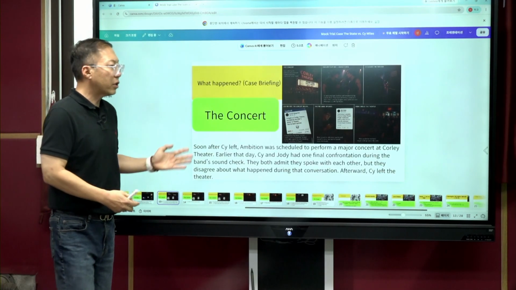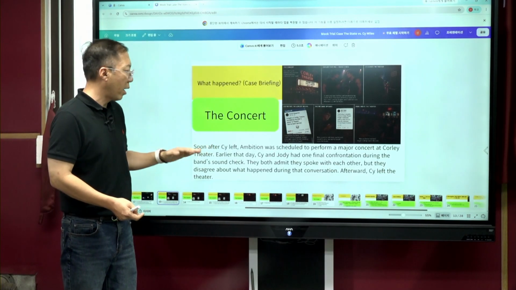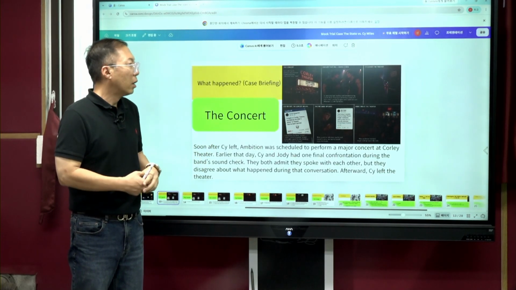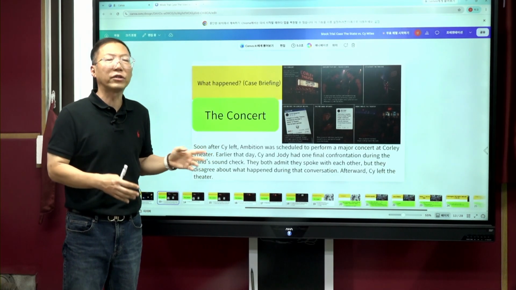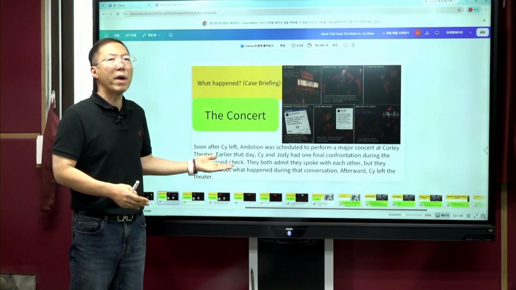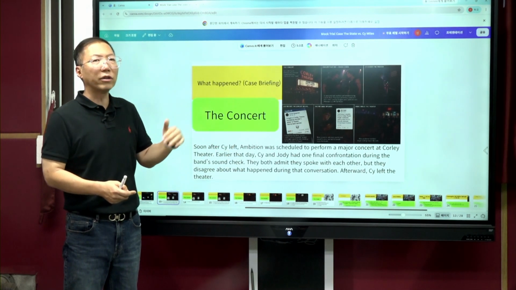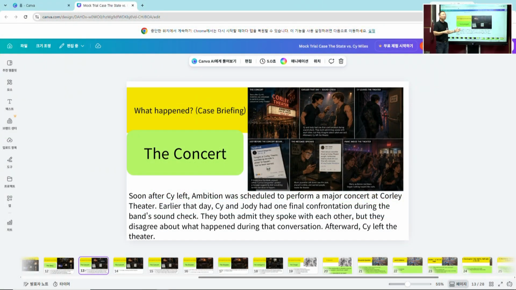However, Team Ambition is still popular, so they were scheduled for a concert at the huge Coley Theater. October 26, 2019 was the concert day. On the concert day, normally the music group goes through sound check and rehearsal. Cy Miles still swung by the rehearsal sound check, and Cy and Jody had a conversation. They both admitted that they had some type of conversation during the sound check session. However, they disagree about what actually happened during that conversation.